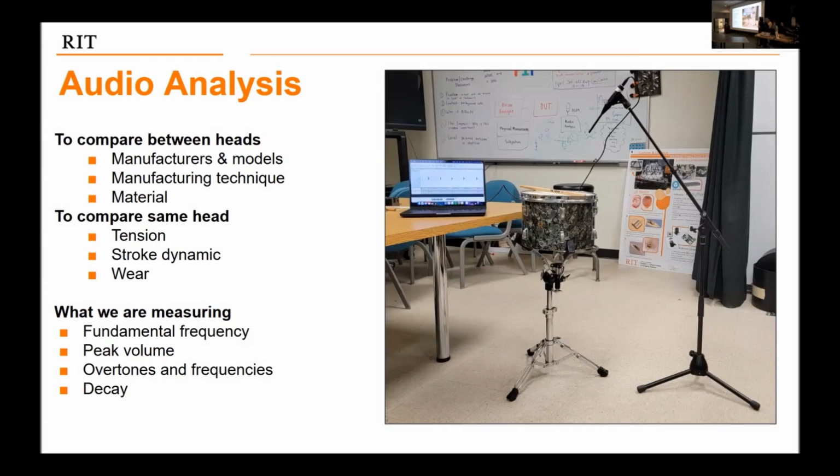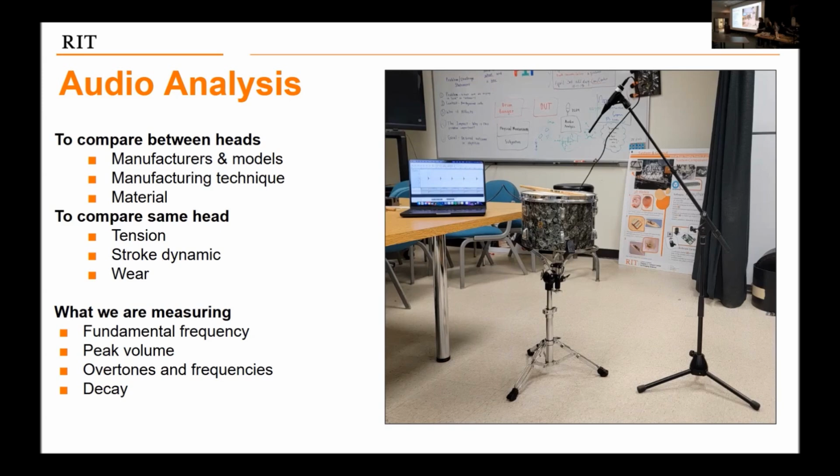So all of this comes together to create audio analysis. The purpose of audio analysis is not only to compare between different heads, so this will include stuff like manufacturing differences, big companies such as Evans, Remo, even the parchment that Imperial Drums uses, but we can also compare the same head. We can compare differences in wear. How might a drum sound different after being played over many years, which is how long some of these animal skin heads last. We can also measure differences in tension, stroke dynamic, many other things.